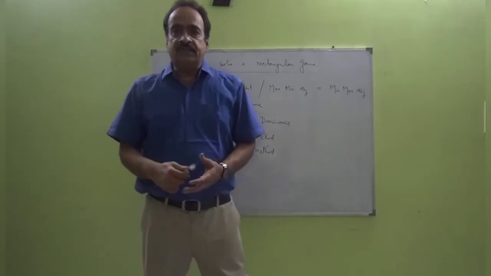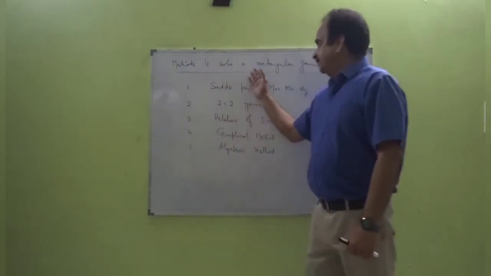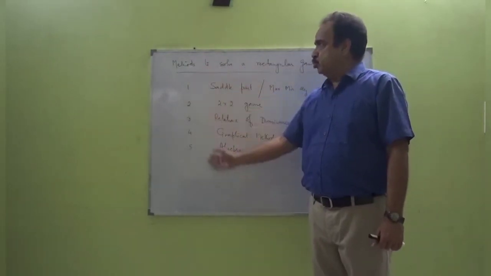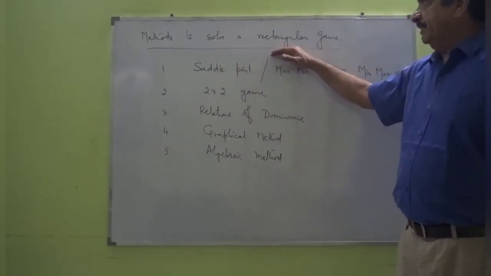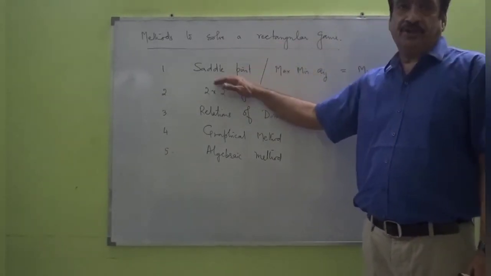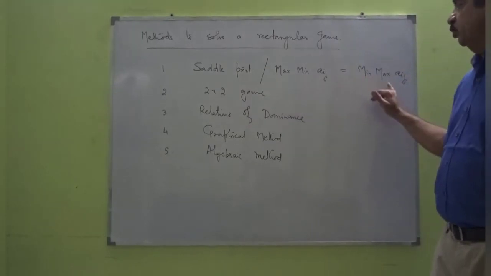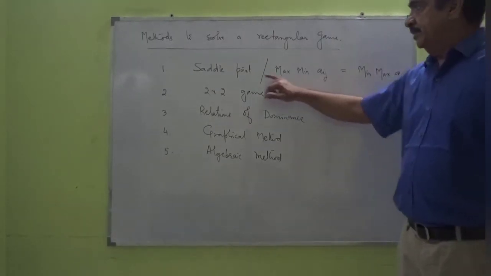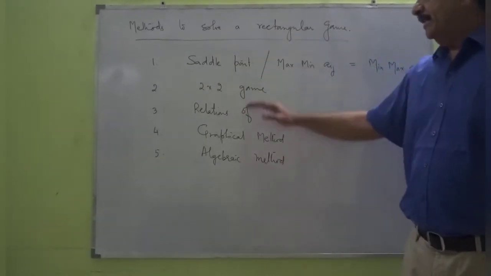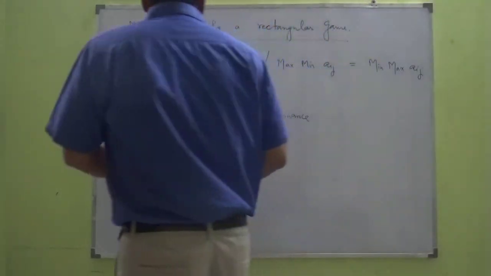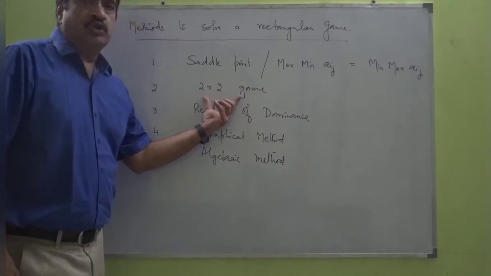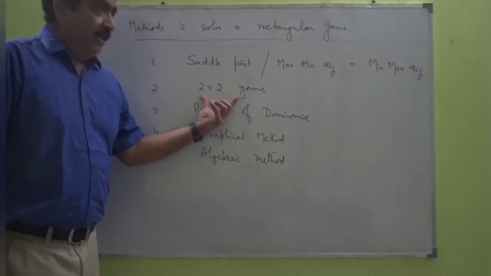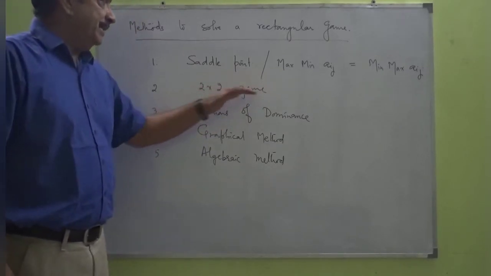Let's recall what we have done so far. We consider a rectangular game and then we had the methods to solve the rectangular games. The very first one was to check whether the rectangular game has a saddle point or not. In that case, max min should be equal to min max. In case that is there, then it's done. Now in case the game doesn't have a saddle point, then we move to solve a game with 2 cross 2 as the payoff matrix. In fact, it's a little bit of algebraic method over here.